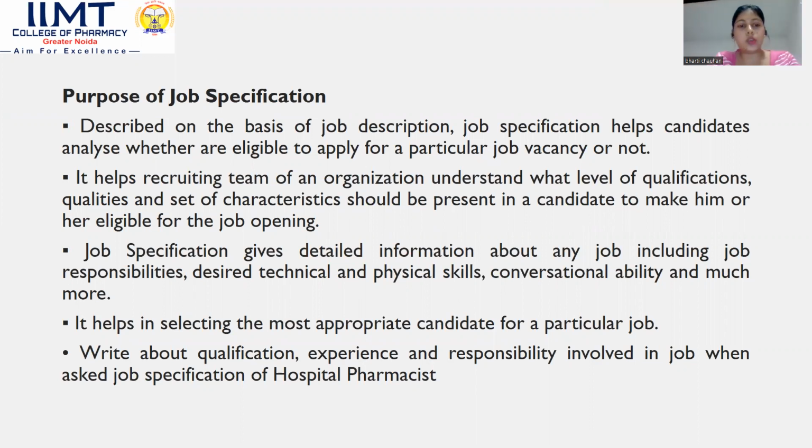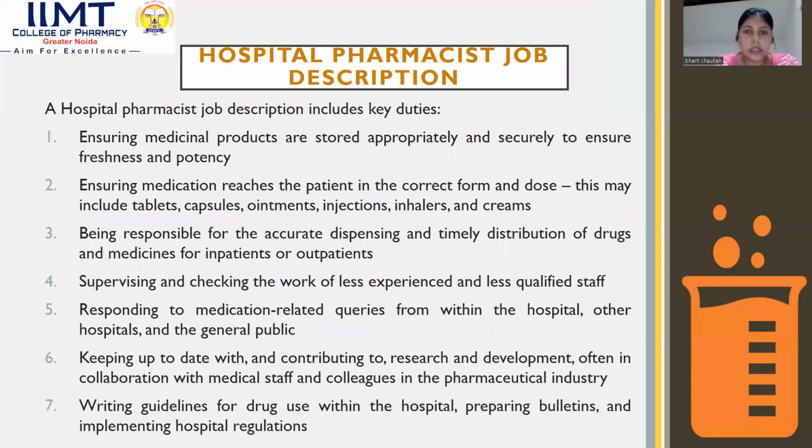A set of characteristics should be present in a candidate to make him or her eligible for the job opening. Next, job specification gives detailed information about any job, including job responsibilities, desired technical and physical skills, conversational ability is most important, and much more. It helps in selecting the most appropriate candidate for a particular job. Write about qualification, experience, and responsibility involved in job when asked job specification of hospital pharmacist.